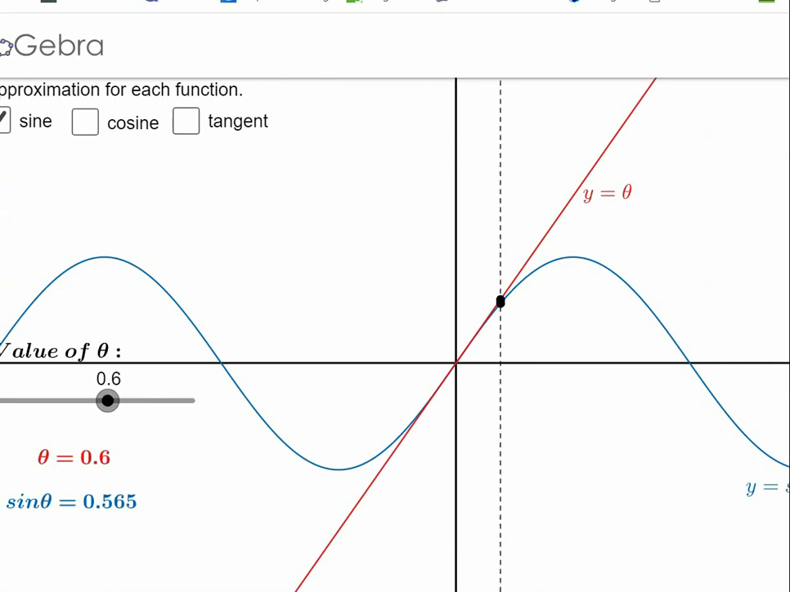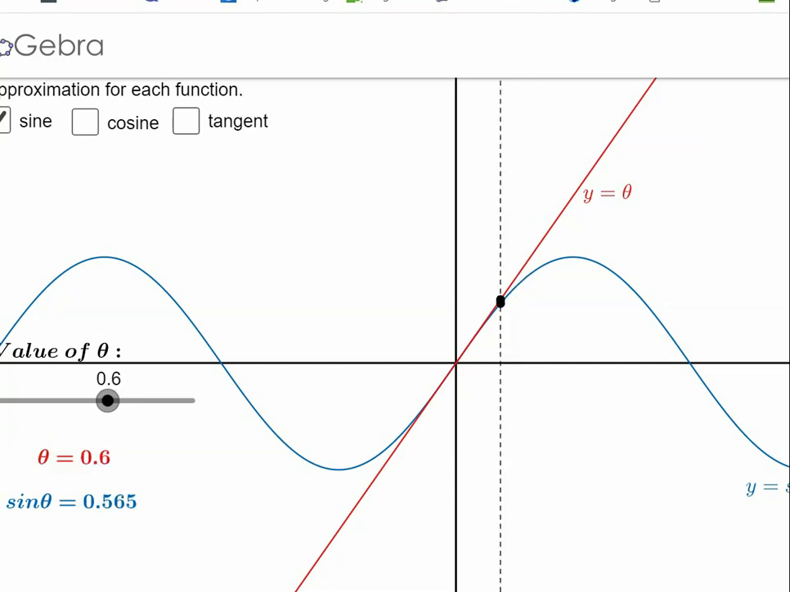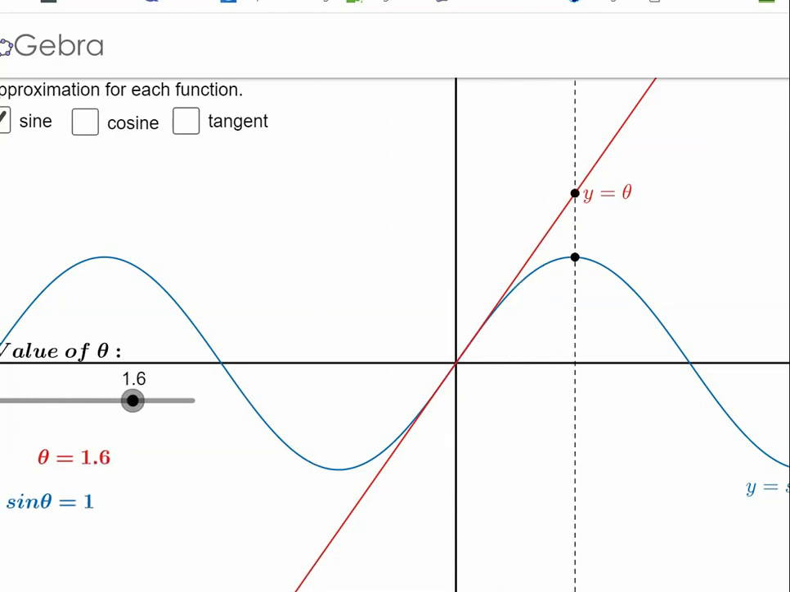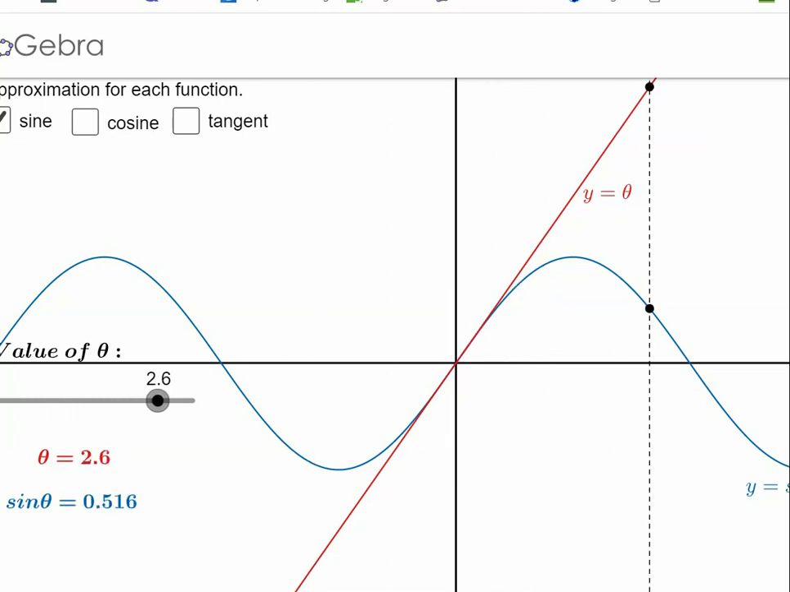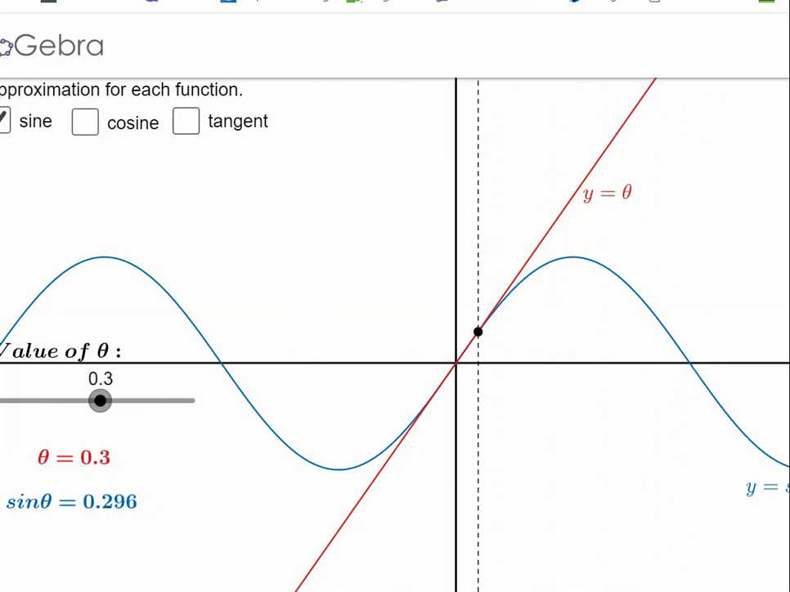If I change the size of theta, you can see for all of these values, it's pretty much identical to that sine wave. It's only when theta becomes, you could say 0.9 is still small, but we're talking about really small angles here, anything below this sort of level. For big angles, it's a really poor approximation, but for tiny angles, it's a very good approximation.